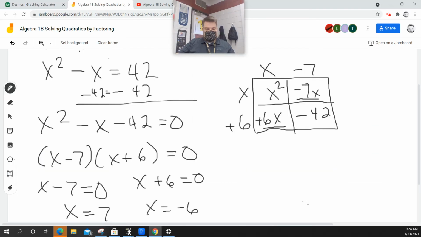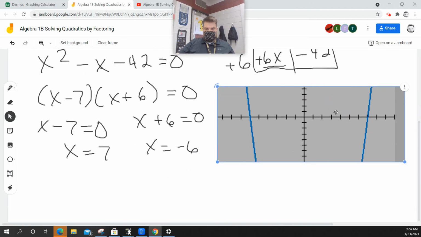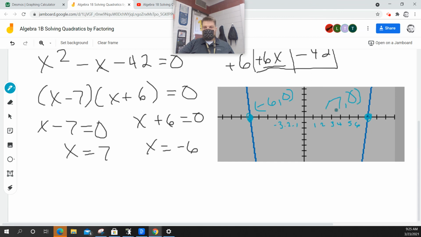So if I take this photo right here, where does it cross? Well, it crosses at the point, this is 1, negative 2, negative 3, 4, 5, negative 6. So this is negative 6, comma 0. And then over here, it's 1, 2, 3, 4, 5, 6, and 7. So that would be 7, comma 0. Negative 6, positive 7. And that is it.